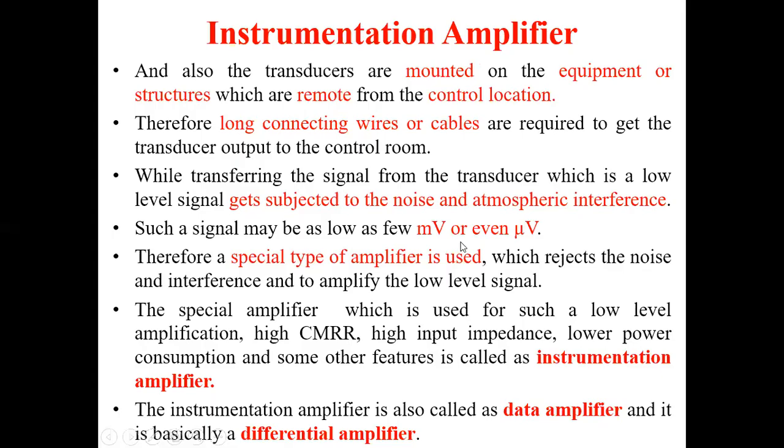In order to reject this noise, and at the same time we have to amplify this signal, an ordinary differential amplifier cannot serve this purpose. Therefore we use a special type of amplifier which can amplify the low level signal and which has high CMRR. That means it has to reject the common mode signal such that the performance of the amplifier is increased, and at the same time it should have high input impedance and low power consumption.